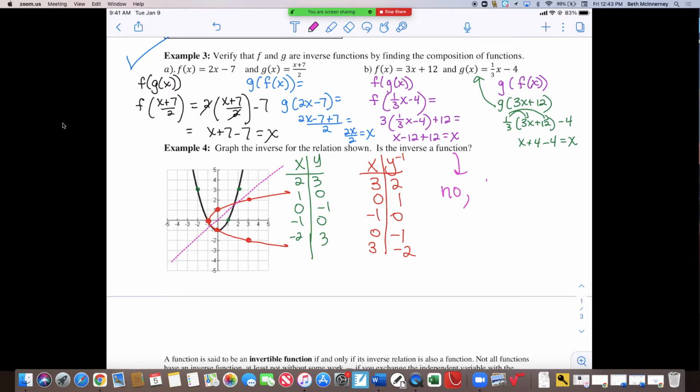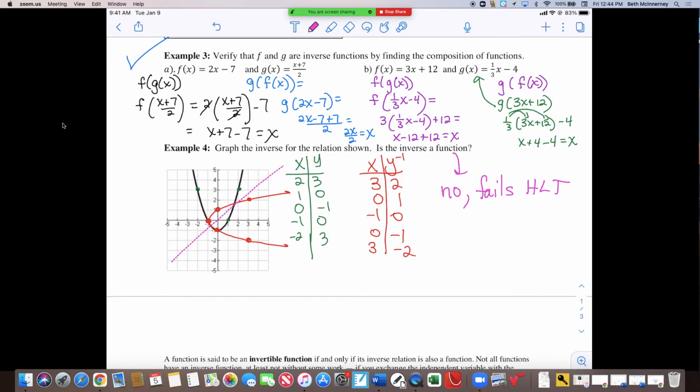I'm going to say no, fails the horizontal line test. I could say fails the vertical line test, or I could say fails because when x is 3, it has 2 outputs. So any of those 3 reasons would be allowable. All right, questions on that one? Yeah.